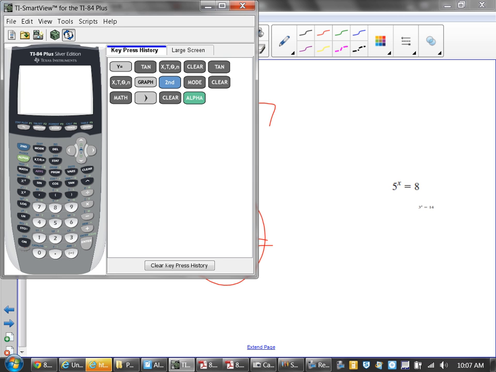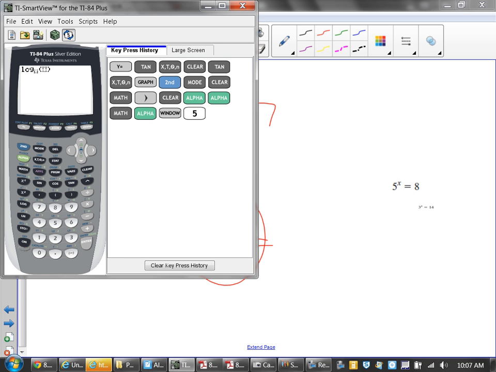No, do math. Just start math and then do alpha A. Do alpha window. Alpha math. Then go down to log base. There it is. Log base number 5. It'll do it there too.